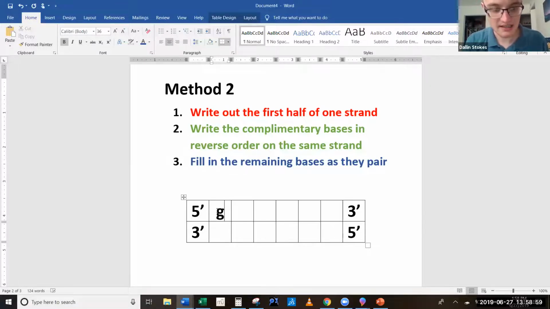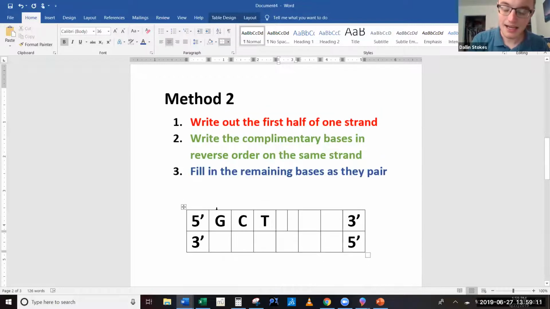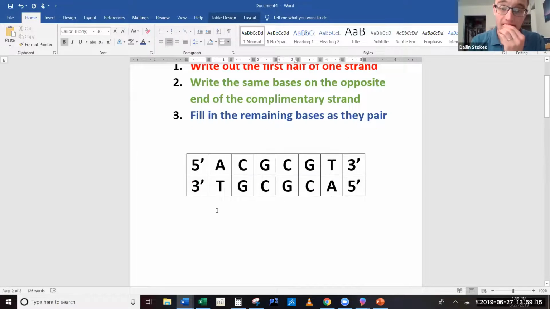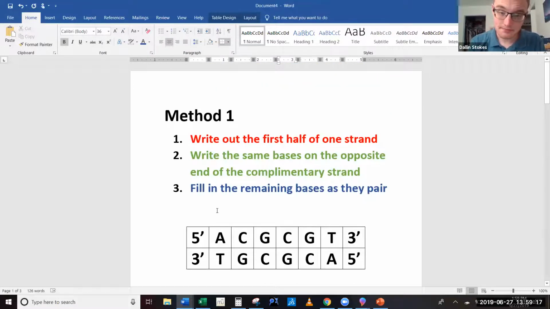GCT. Dang it. It's been one of those days, guys. GCT. Okay. Write the complementary bases in reverse order on the same strand. Dang it. I am just having a rough day, guys. I am so sorry. I just did that up here.